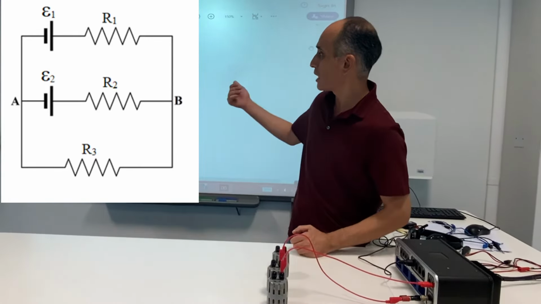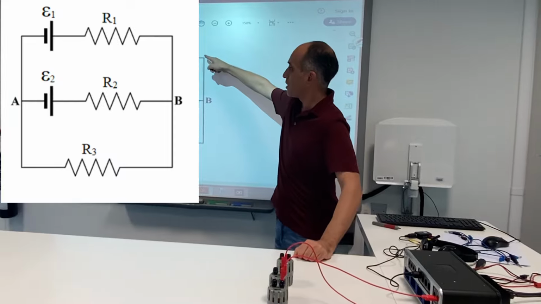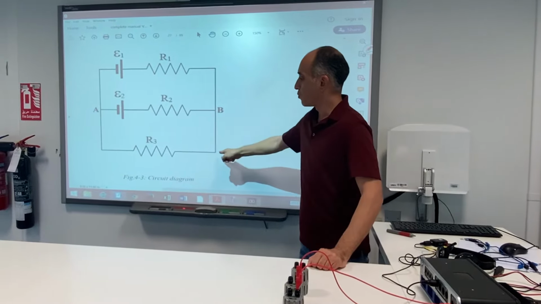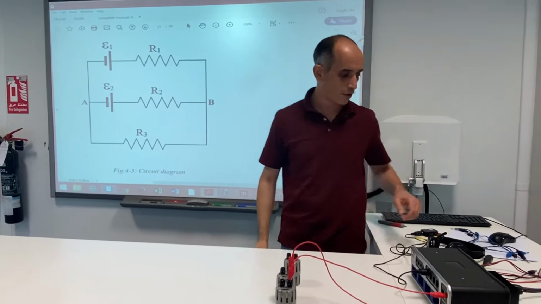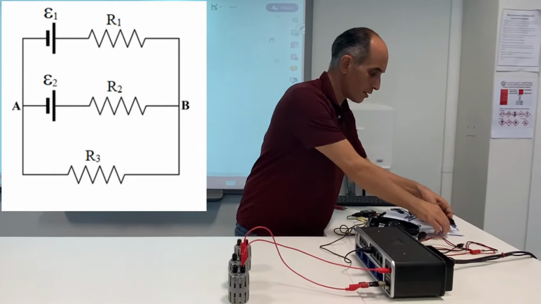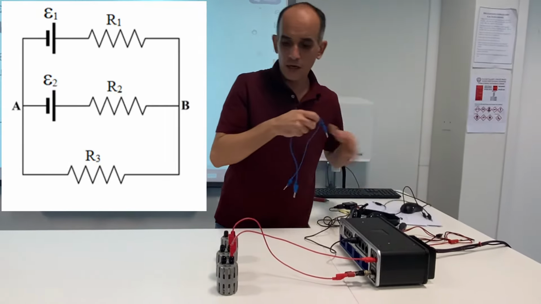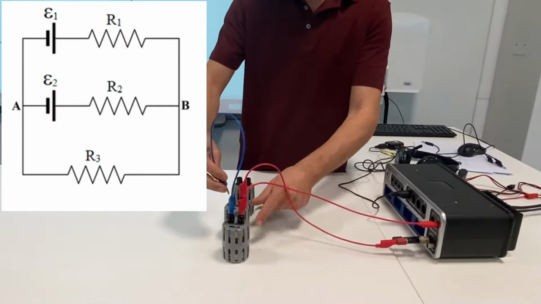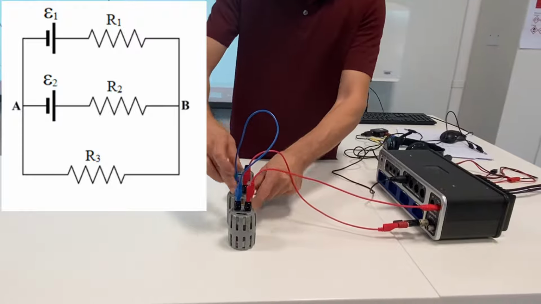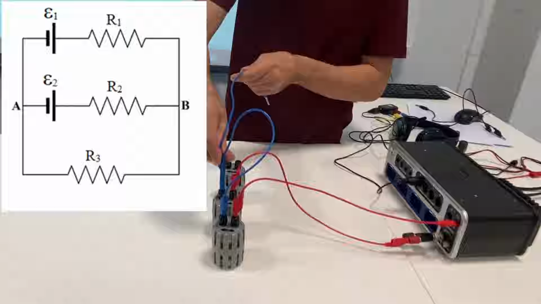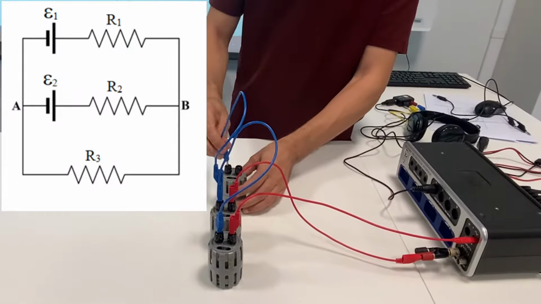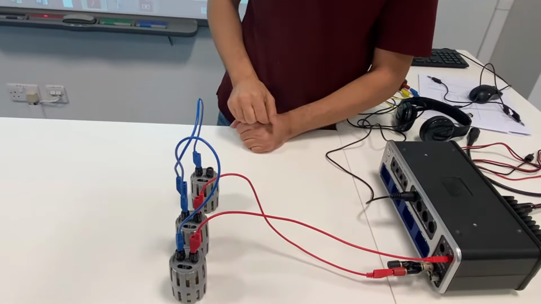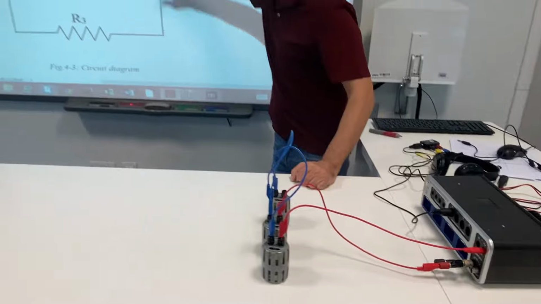So if you look at the diagram right here, you'll see that the right side of R1 is connected with the right side of R2, which is connected to the right side of R3. So I'm going to take two wires, connect the right side of R1 with the right side of R2 with the right side of R3, just like this. So I joined the right side of my circuit, which is this side right here.